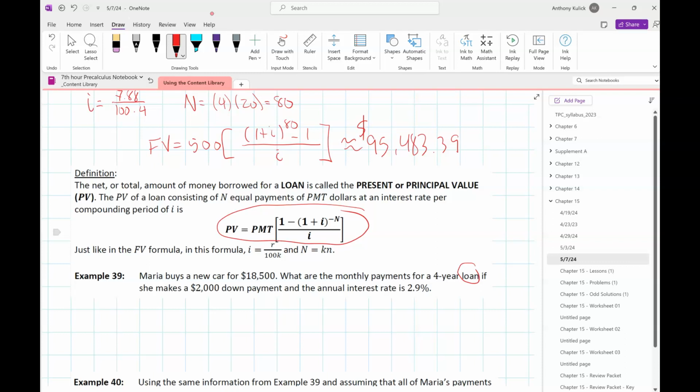All right, so let's see. This is R, right? We're solving for monthly payments. The monthly is telling us K is 12. 4-year is telling us that N is 4. What is the present value, though? Or the principal value.